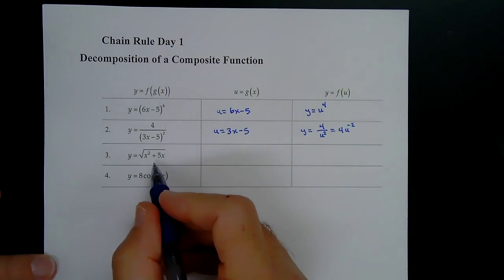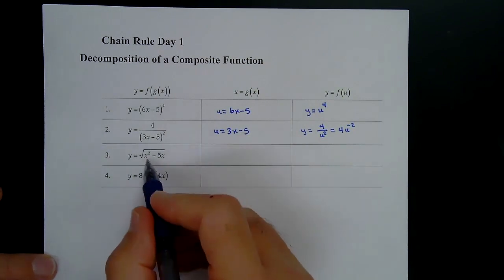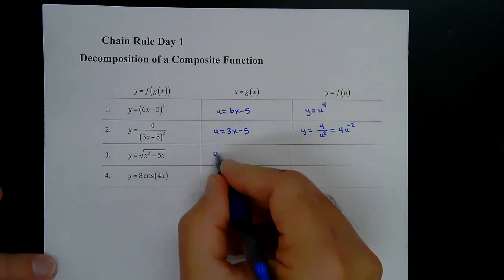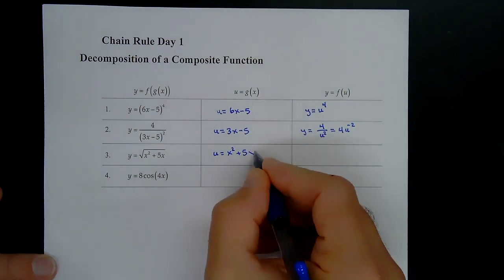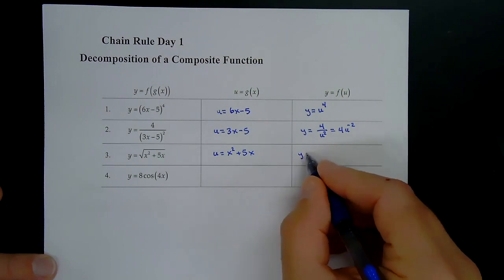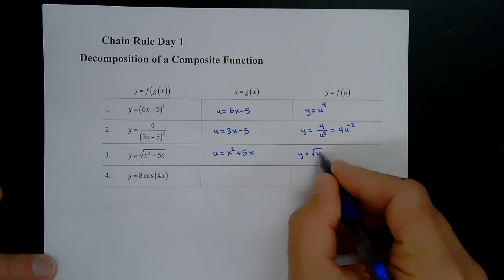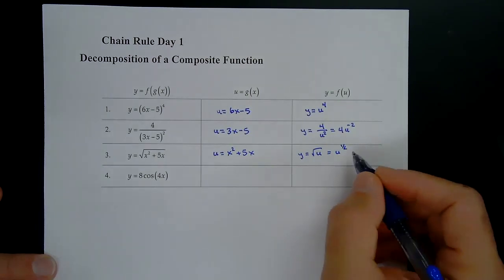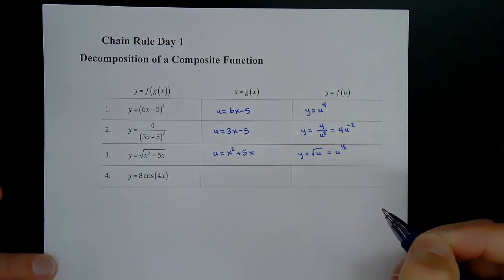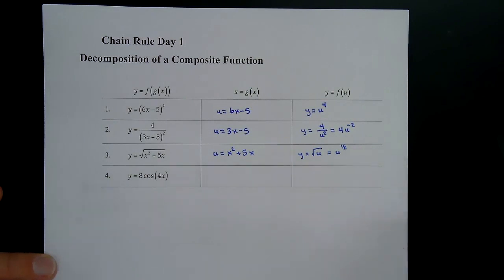Then this one right here, we're going to let u be x squared plus 5x. And then y becomes the square root of u, or u to the 1/2 power, and we can take the derivative of this because it's just a power rule.